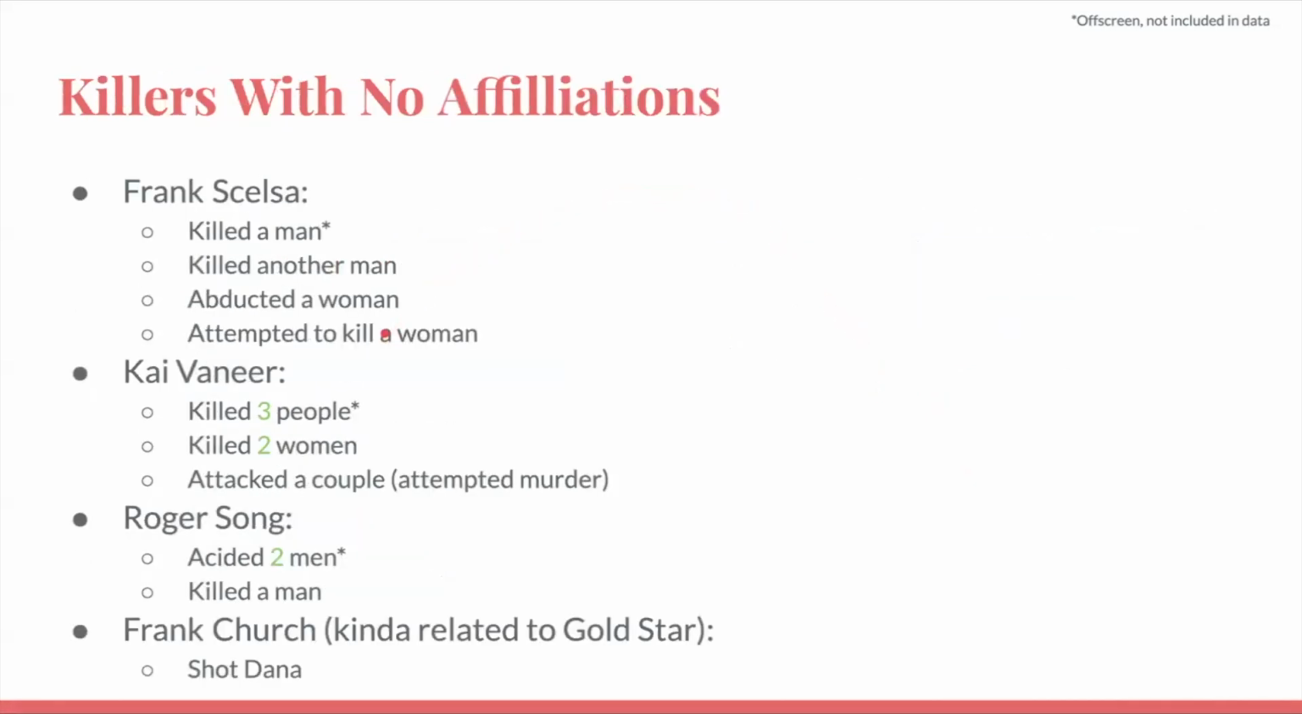That was Frank Scelsa, who killed a man, killed another man, abducted a woman, and attempted to kill a woman. Kai Veneer, who killed 3 people off screen, then killed 2 women and attacked a couple. And Roger Song, who acided 2 men and killed a man. And Frank Church, who is kind of related to Gold Star, shot and killed Dana.